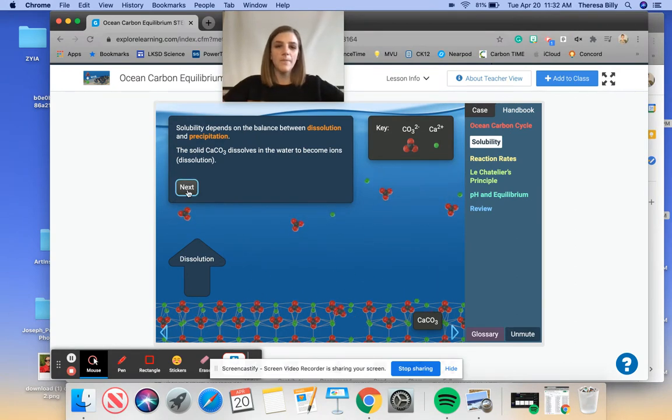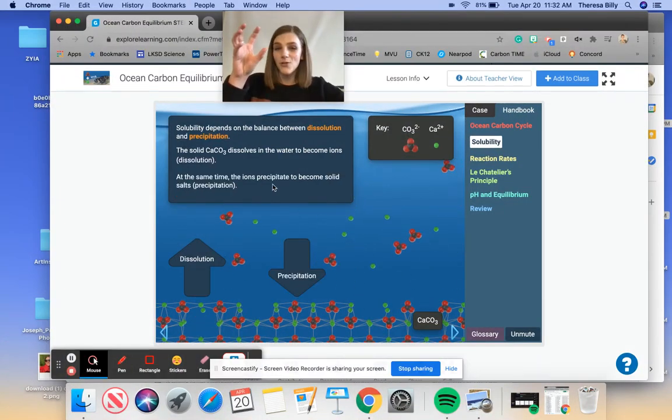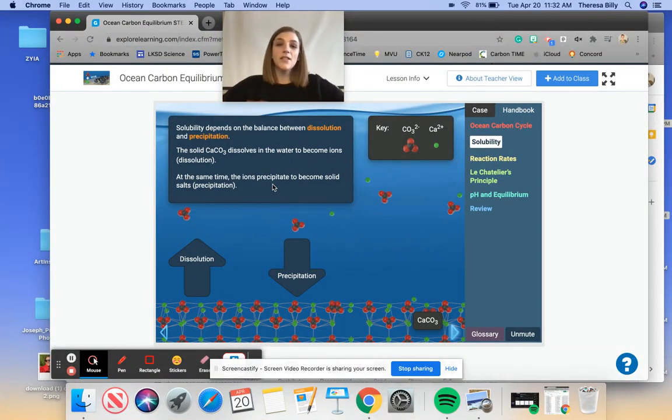That's dissolution. Now, like I said, there has to be balance, which means at the same time that that's happening, we need to be taking those ions out of the solution and turning them back into solid calcium carbonate. That process is called precipitation.